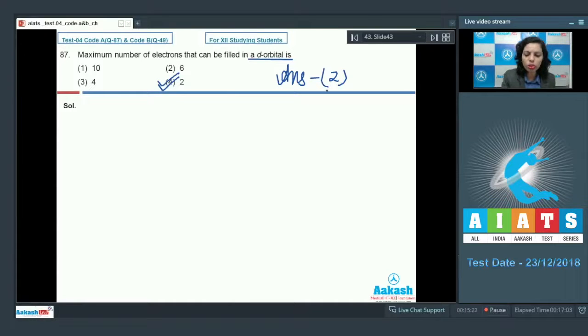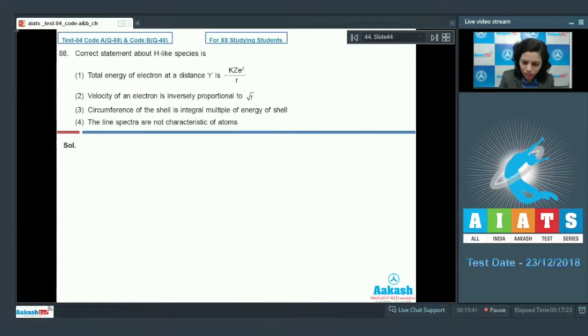Now you might be confused about the d subshell. In d subshell, there are 5 d orbitals and a total of 10 electrons can be filled in case of d subshell. But we are talking about d orbital. In any orbital, a maximum of 2 electrons can be filled.